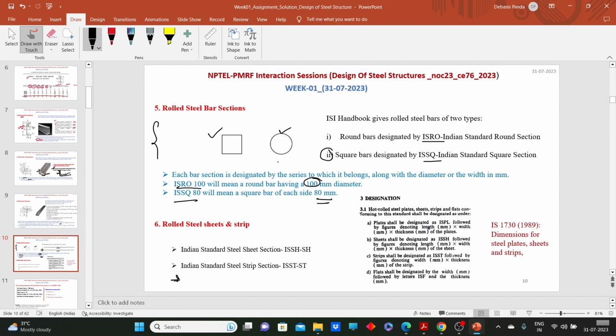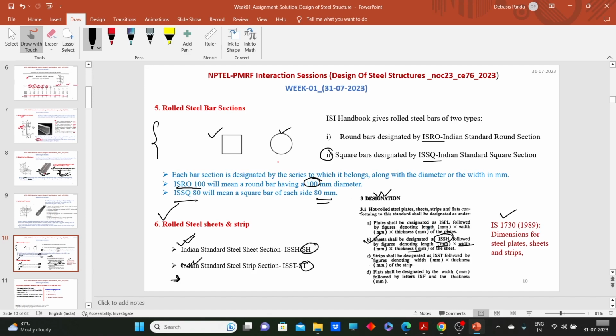Now we have a few more sections. So we have sheet and strip sections. Indian Standard Steel sheet sections and Indian Standard Strip sections, with sheet sections designated SH and strip sections ST. Here all the specifications of these sheet and strip sections are provided in IS 1730. So this is the screenshot of this section. Here we can see the sheet shall be designated as ISSH, followed by its length, width, and thickness.